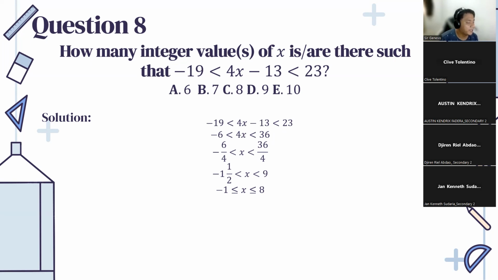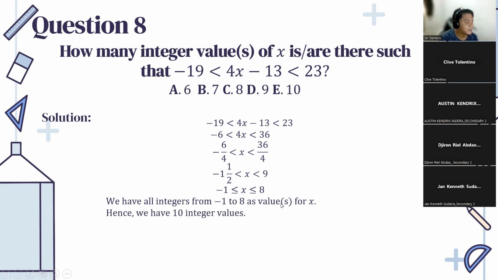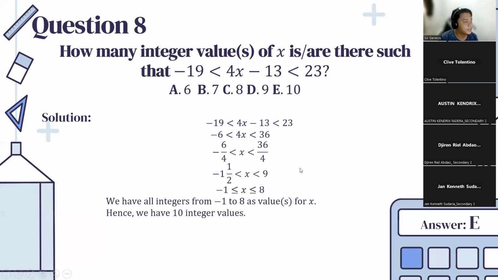Also 0 is included here. Of course, since it says less than 9, we only count up to 8. So here we have negative 1 to 8. So we have all integers from negative 1 to 8 as values for x. Hence, we have 10 integers. That is 1 from negative 1, 1 from 0, and 8 from 1 to 8. So that will be 1 plus 1 plus 8, which is equal to 10. So there are 10 integer values here. So the answer is letter E.